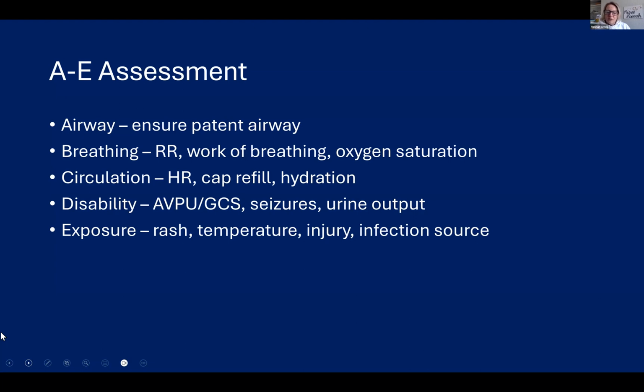Disability, so it is quite important to assess the conscious level, any history of seizures, febrile seizures, and urine output, and exposure. So it's particularly looking for rashes and wounds, which could be the cause of an infection, any injury. Obviously the temperature is important and will be high in your exam, and the infection source.